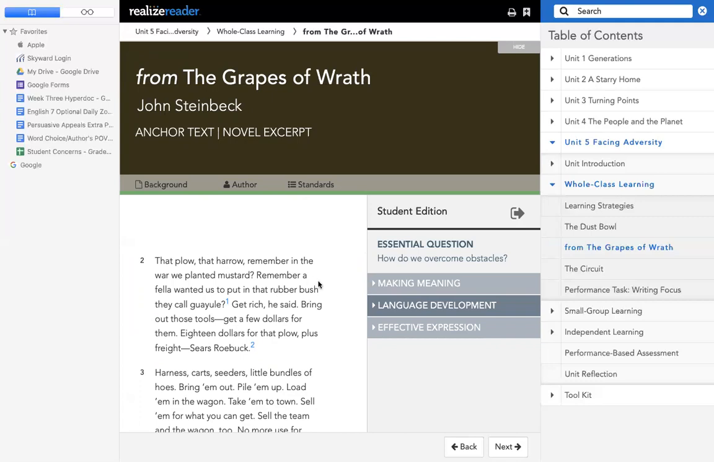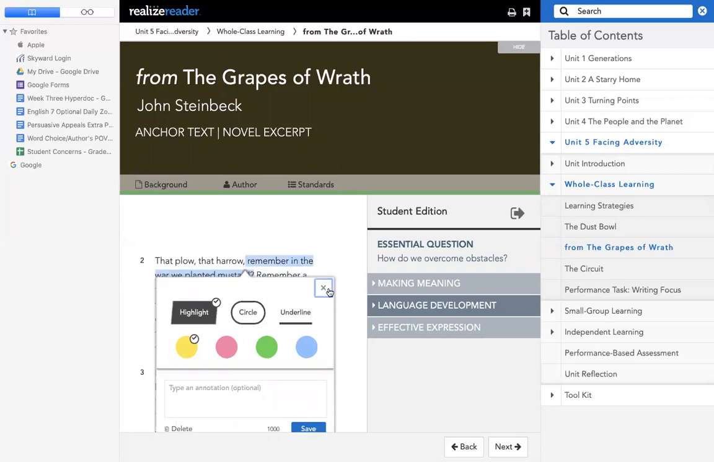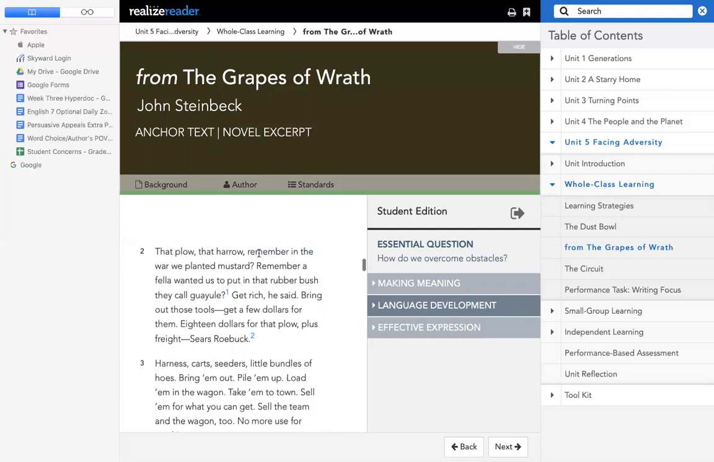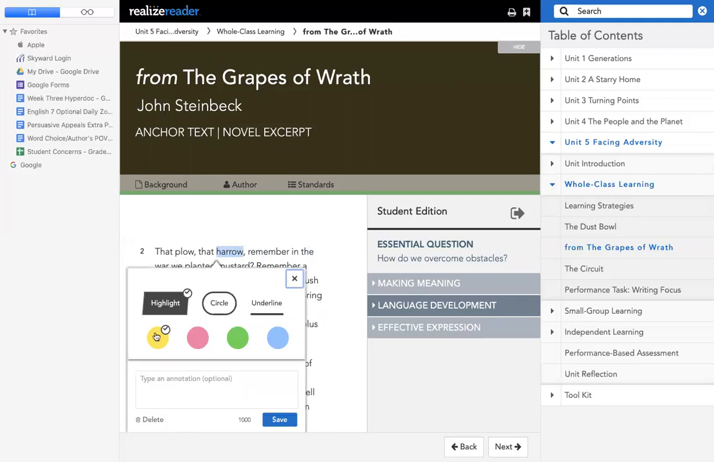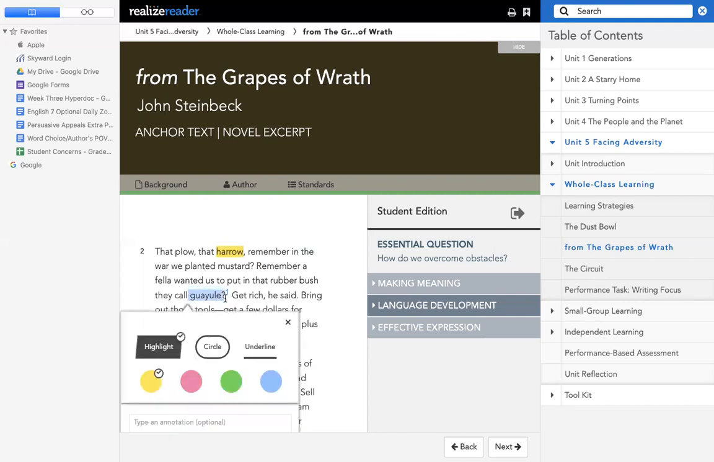All right, paragraph 2. They're starting to remember some of the memories they have attached to these items. For instance, they say, remember a fellow wanted us to put in that rubber bush, called Goyelle? And remember how we planted mustard? So here they're having these memories sparked as they go over these items. Again, each paragraph go over, highlight some of those words you don't know. Maybe harrow is a new word to you. Or for me, this is a new word, guayel.